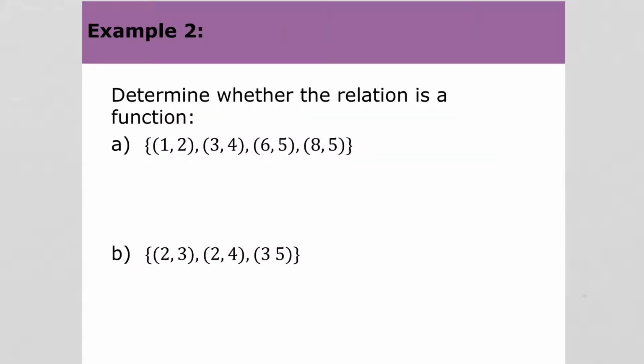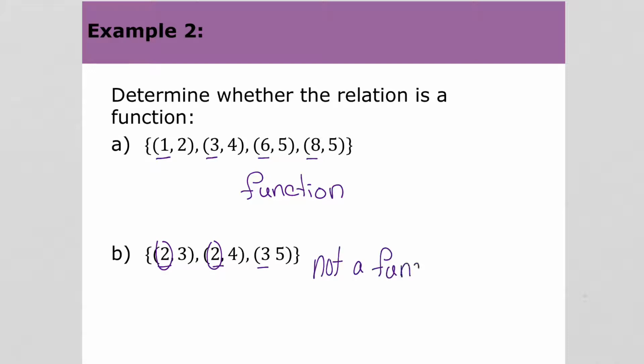So if we look at these two, we can see if we look at the x values of the first one, 1, 3, 6, and 8, they're all different. So that means that this graph is a function. If we look at the x values of part B, 2, 2, and 3, 2 is repeated, which means we do not have a function.